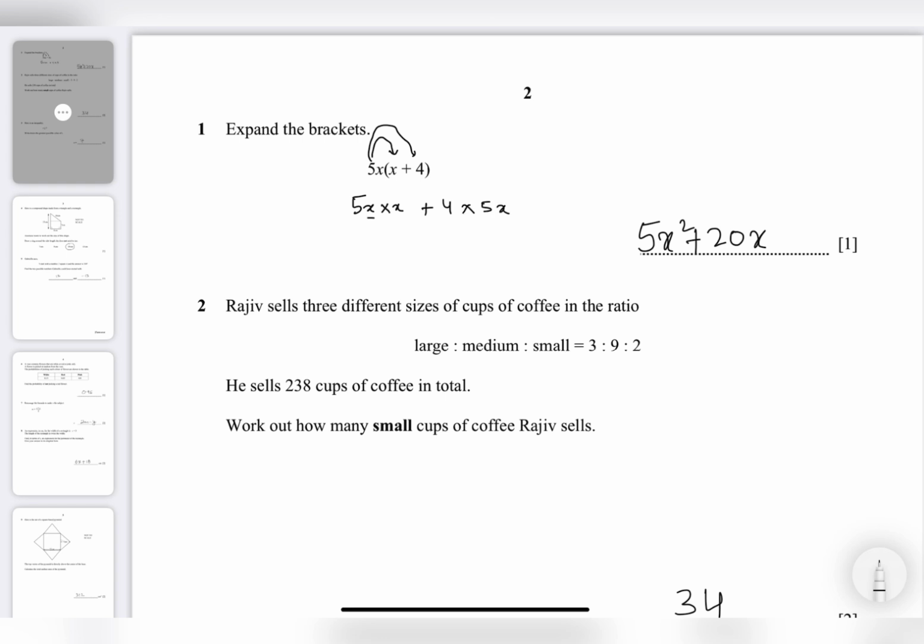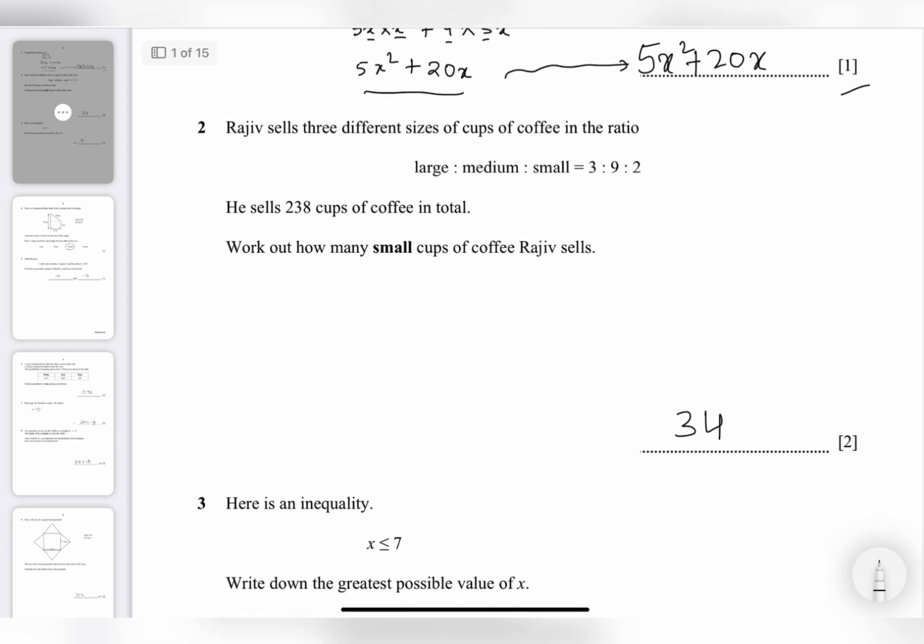Very good. See, can you see x over here? So it will become x square. This one would be 5x square. Now, plus number, you multiply with the number: 4 times 5 is 20. Very good. And an x also with it. So this is the answer for this one. Very simple question for 1 mark. Let us move on to the next one.